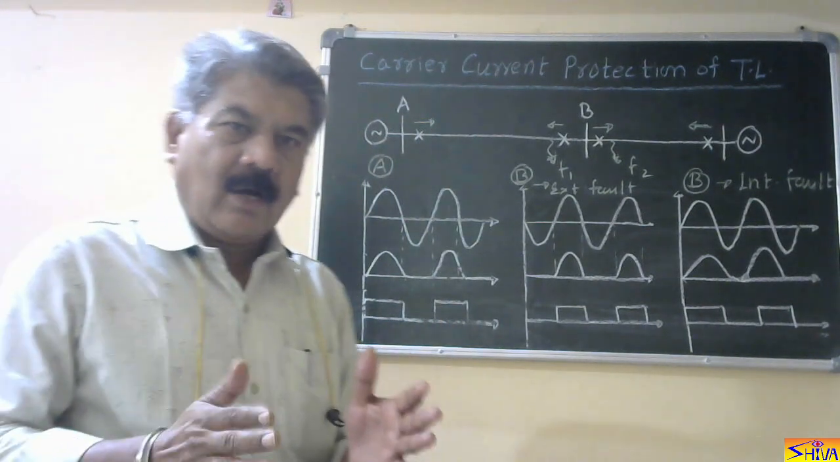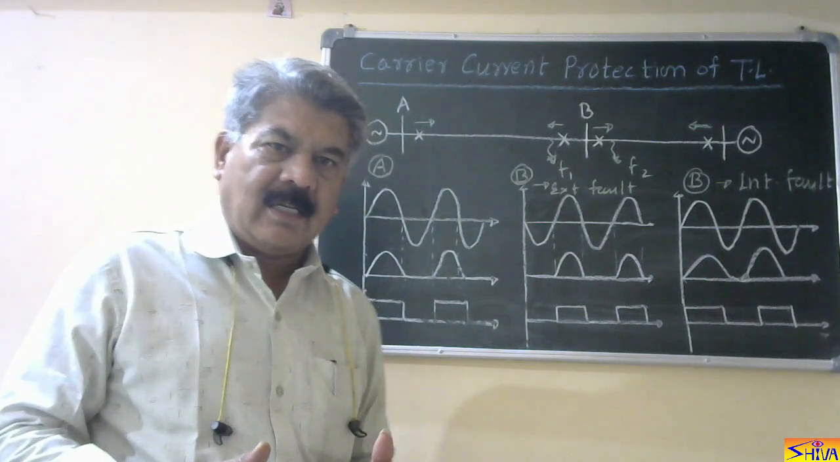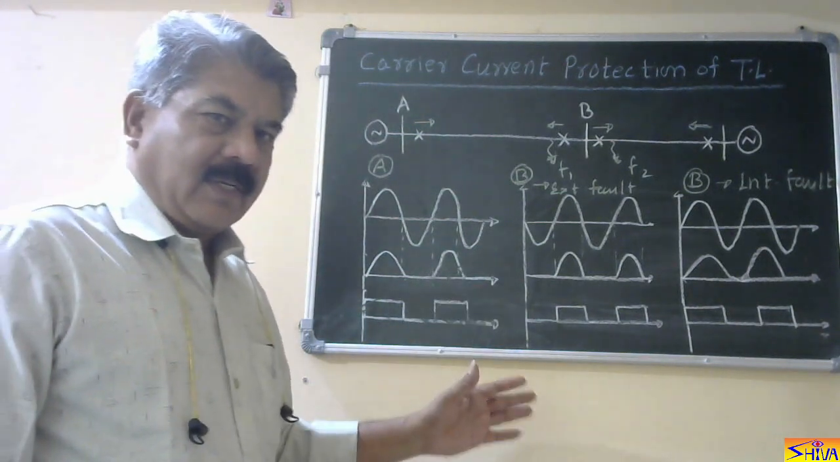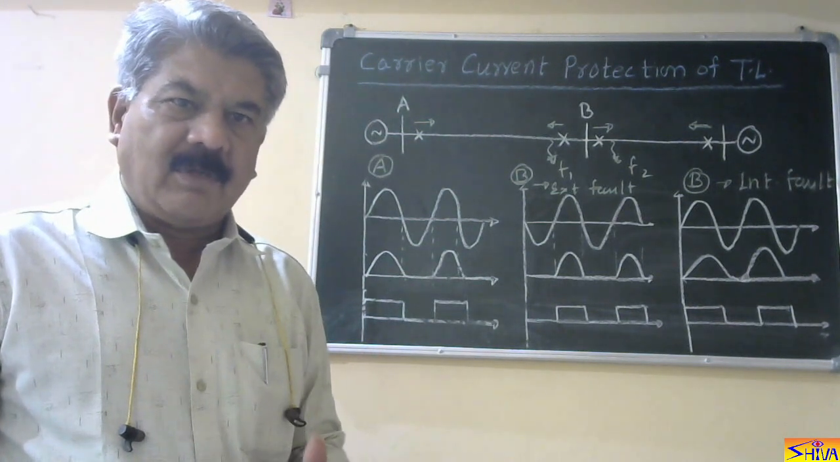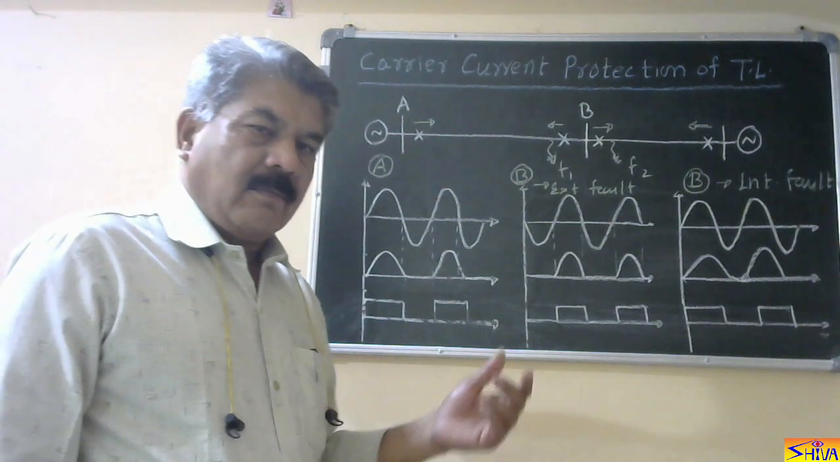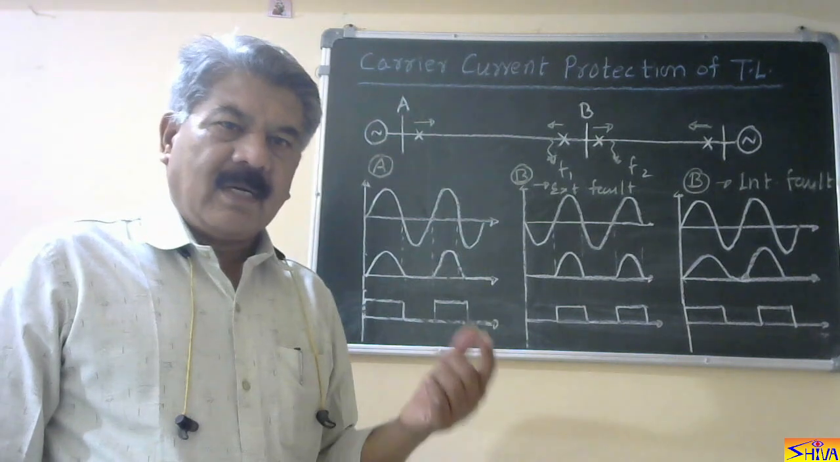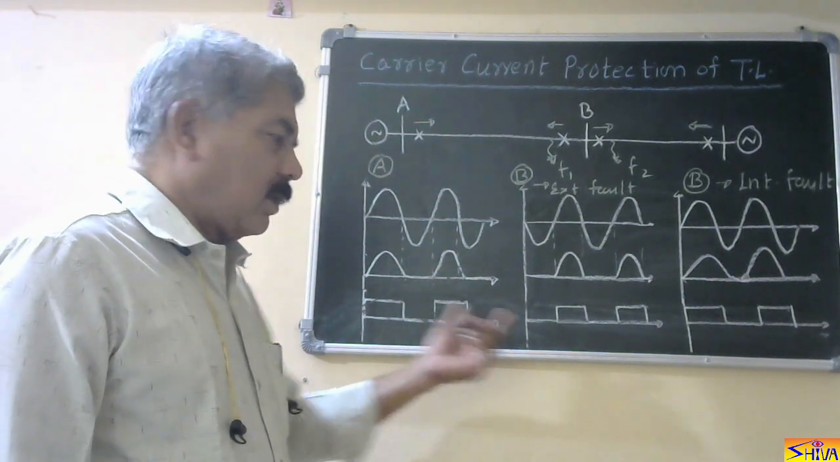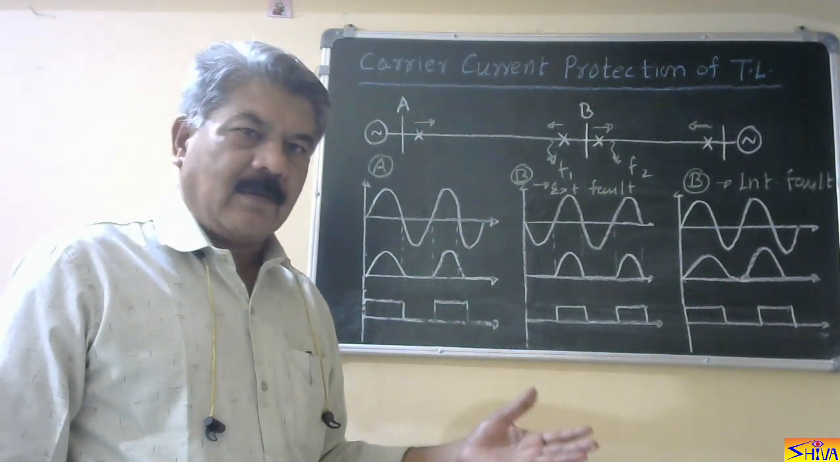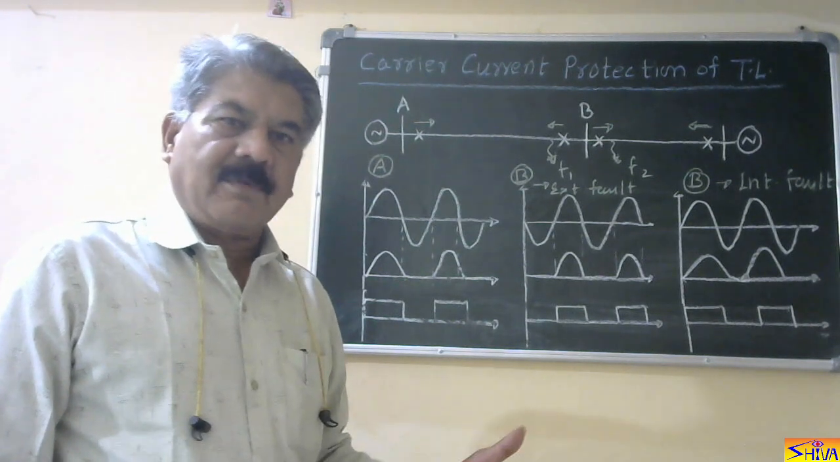If there is discontinuity in the signal, then this is the trip condition. I will repeat, if there is discontinuity in the signal for some period, for some angle, then it is the trip condition. So if signal is not available, that is trip condition, that is internal fault. That is our requirement.